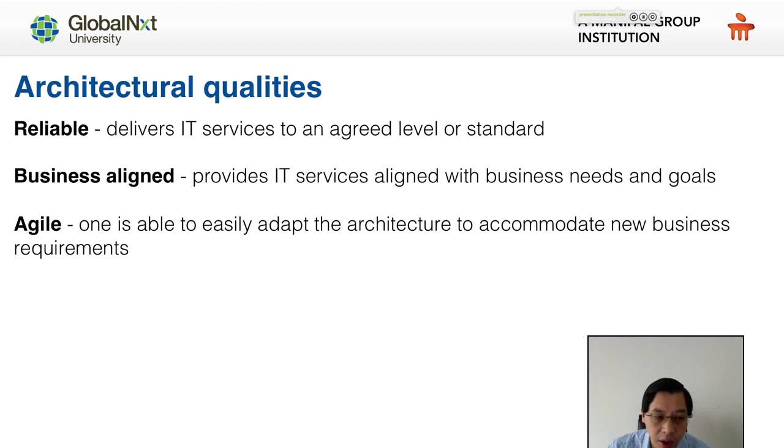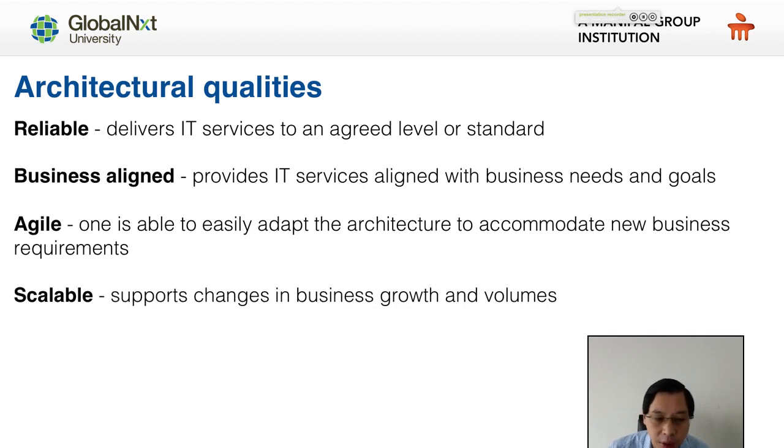Agile is a new phrase that's come up in the last 10 years or so, and it refers to the ease with which one can adapt an architecture to accommodate new business requirements. So people are talking about flexibility, the ability to respond quickly to business changes. So agility is one of the features that we look for in an IT architecture.